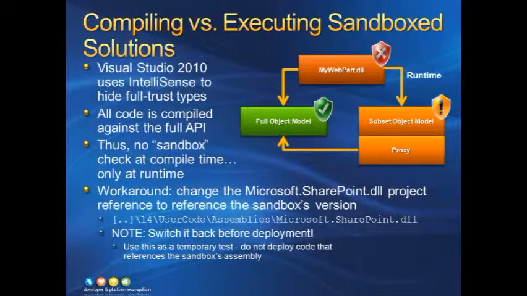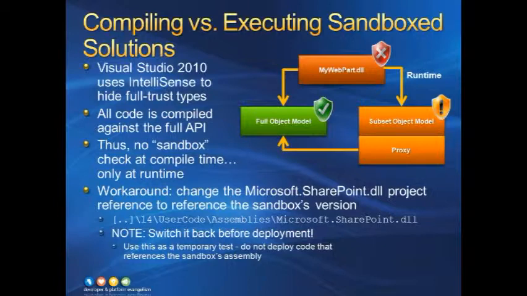Now, there's a way you can get around this. It's not something you want to keep, but it's a quick little trick. Inside of your project, you have a reference to Microsoft.SharePoint.dll. As a temporary check, instead of having your project reference the full object model, you could tell it to compile against this subset really quick and show you the places where you're going to have problems. You'll find this subset right here, as you see on the slide, inside 14/usercode/assemblies/Microsoft.SharePoint.dll. When you then compile your project, it'll compile against that assembly.